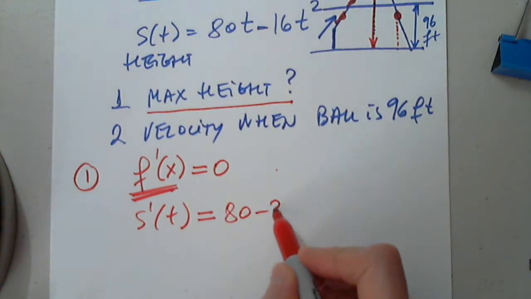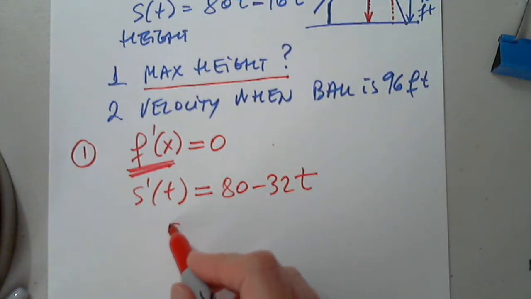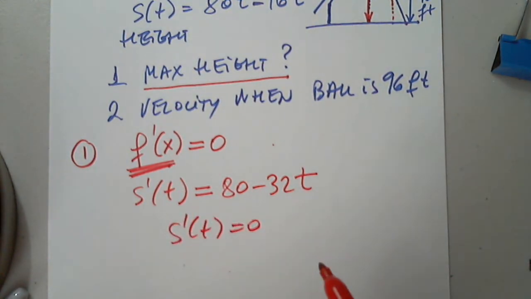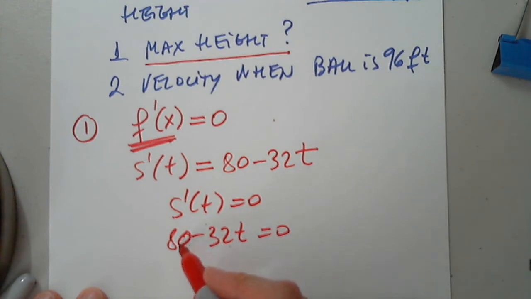Minus 32t. Good. And then I will set it equal to 0. So 80 minus 32t equals 0. I move 80 and divide by negative 32. When I move, it will become negative and divide by negative.